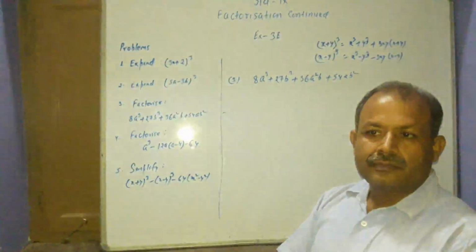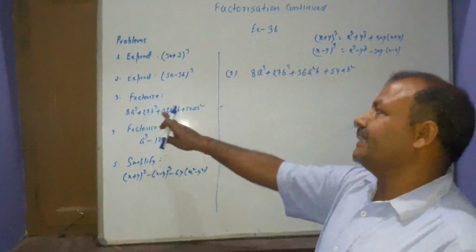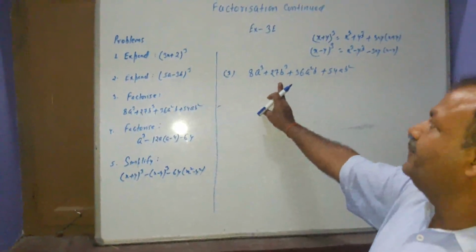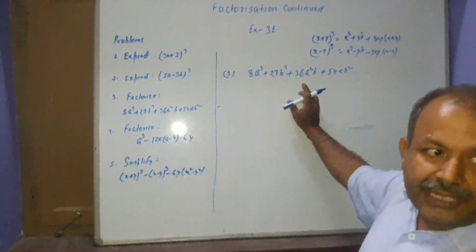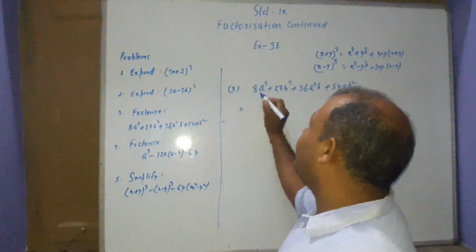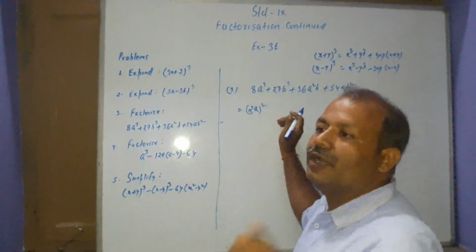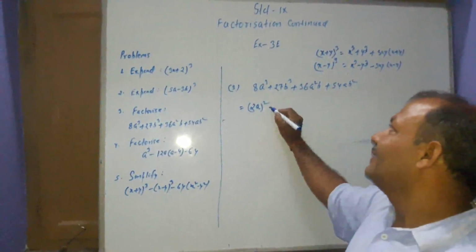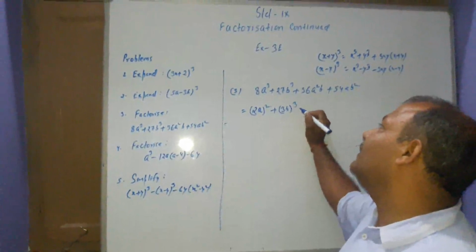Okay. Now we have to solve the third problem. 8a cube plus 27b cube plus 36a square b plus 54ab square. Here 8a cube is the cube of 2a. 2 2s are 4, 2 4s are 8. 27b cube is the cube of 3b.